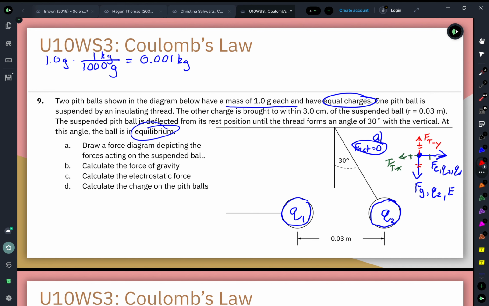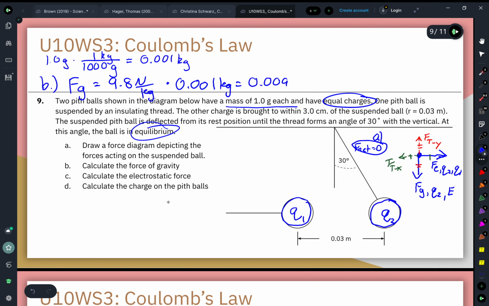For part B, we need to determine the force of gravity. So I'm just going to do that at the top of the screen because that's already where I have my mass. So force of gravity, it's 9.8 newtons of force per kilogram of mass times the mass that we have. So our force of gravity is 0.0098 newtons. Oh, and actually, that is also equal to our force of tension in the vertical direction because those two things have to cancel each other out. That's going to be important because we also want to quantify the other forces that we have here.